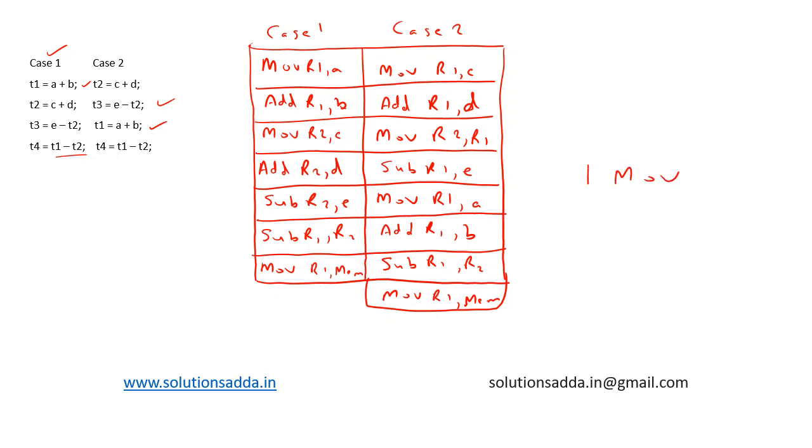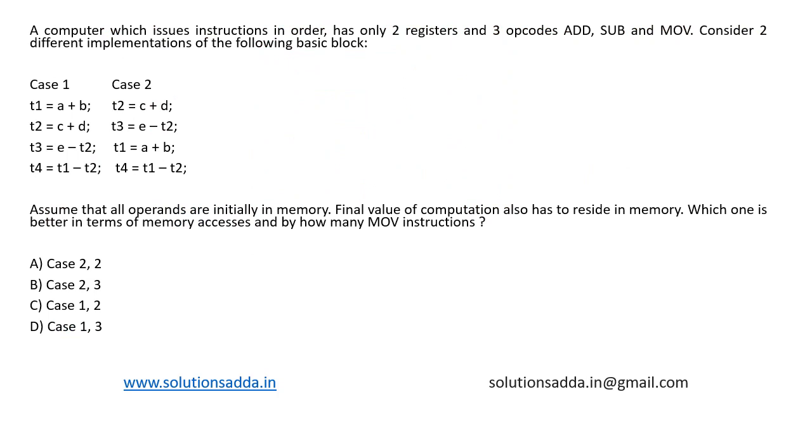Let's see if we have any of the options as below. Case 2 is better than case 1 by instruction. No. Case 2 is better than case 1 by 3 move instruction. No. Case 1 is better by 2 move instruction. No. Case 1 is better by 3 move instruction. No. So none of the options matches. And the correct answer is case 1 is better by one move instruction.